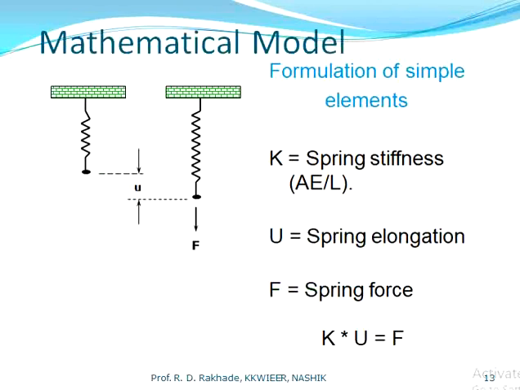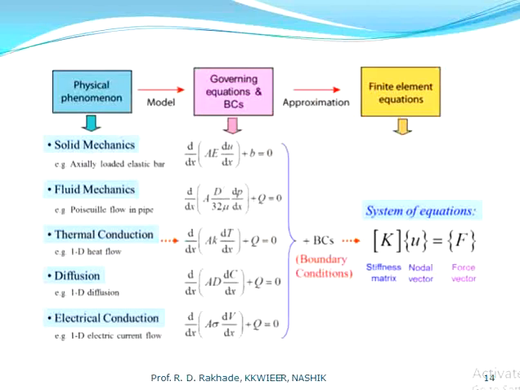What is mathematical modeling? The formulation of simple elements in terms of governing equations, that is nothing but mathematical modeling. It means a structure problem is converted into some mathematical expression or in terms of a differential equation. That model is nothing but the mathematical model for FEM. Then these are some example physical phenomena, that is solid mechanics, then the governing equation in terms of a differential equation. A is area, E is Young's modulus, U is displacement due to external force, and X represents total length.